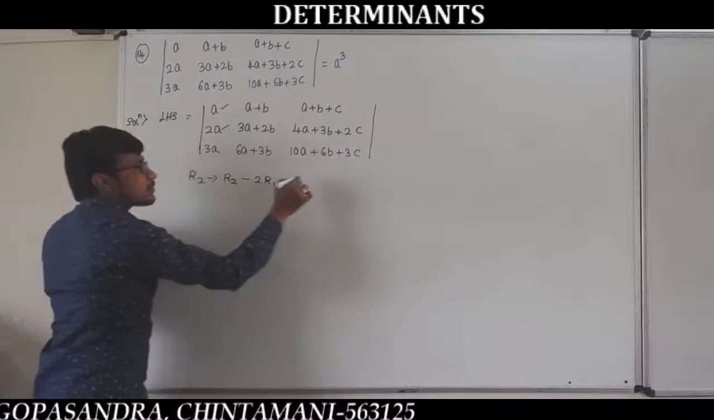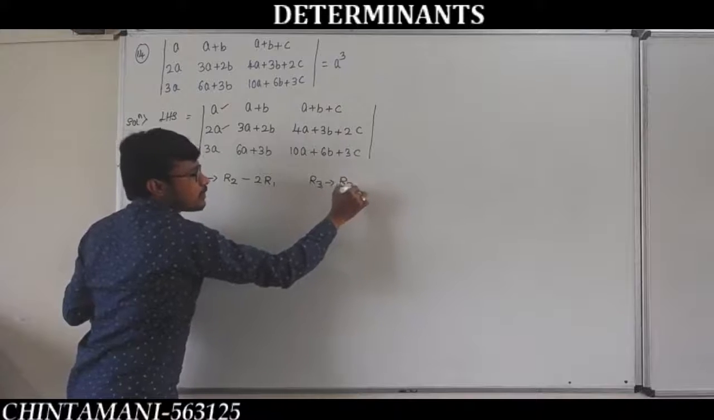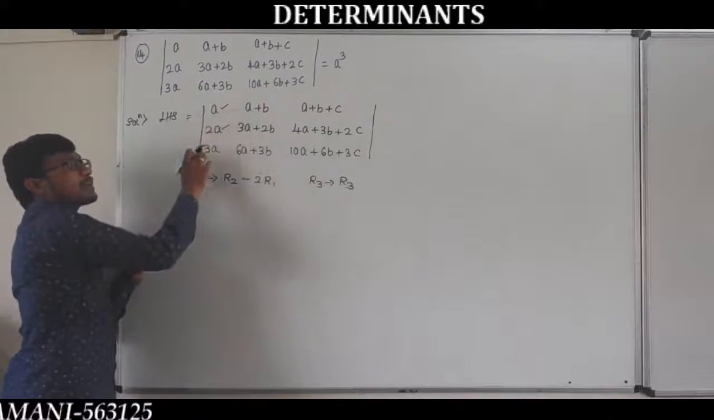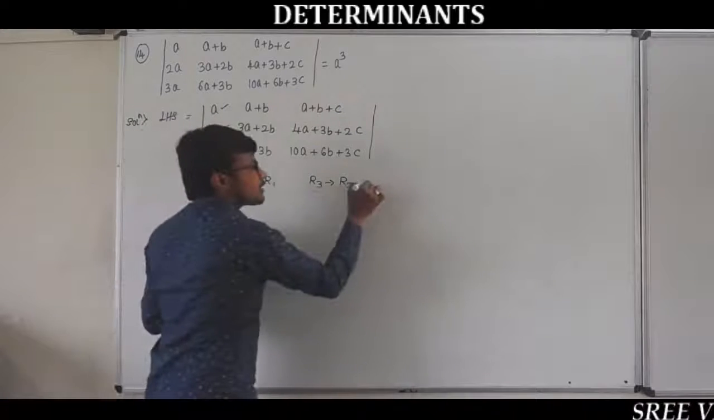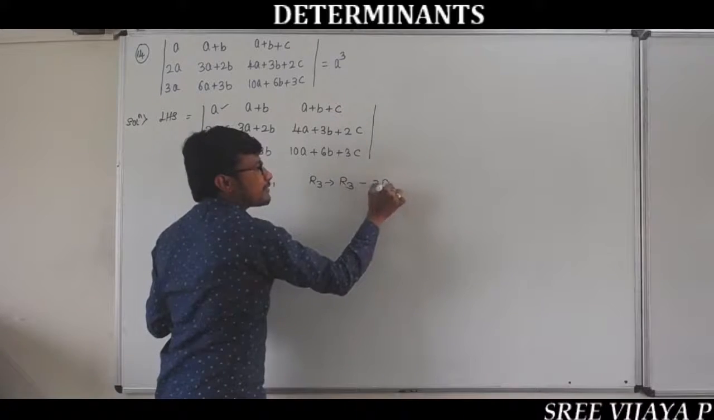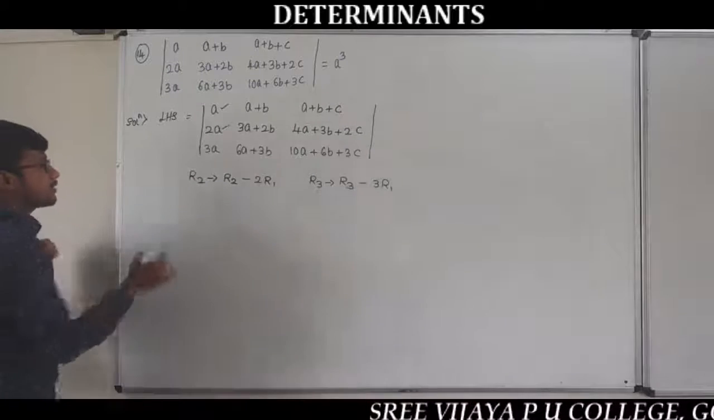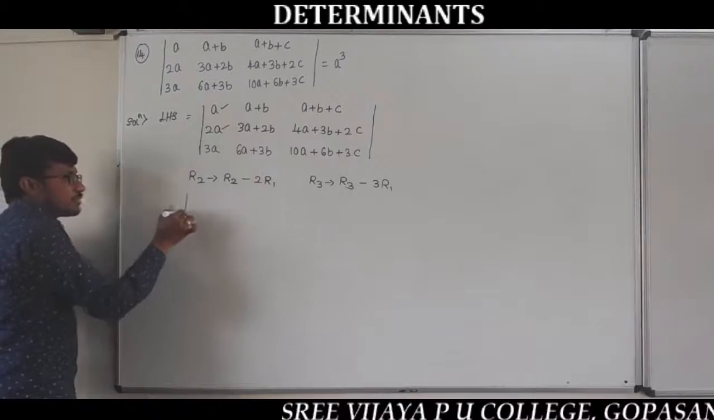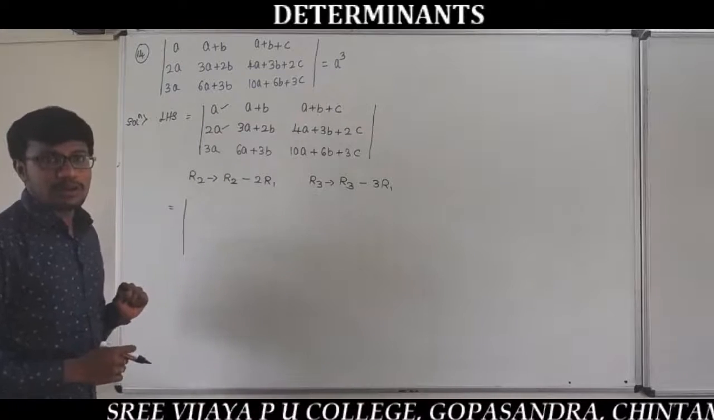This is in which row? It is in the third row. So R3 changes to R3 minus something. For this you can multiply by 3, and it becomes 3a. So 3a minus 3a becomes 0, right? So for R1 you are multiplying with 3. So R3 changes to R3 minus 3 times R1. Now we can apply those elementary operations. R2 and R3 will change, and R1 will be as it is.